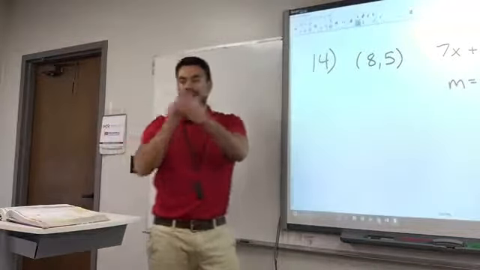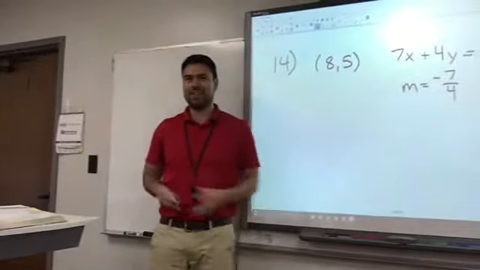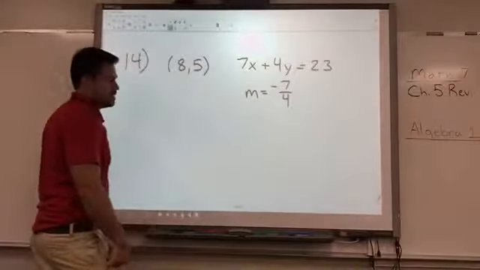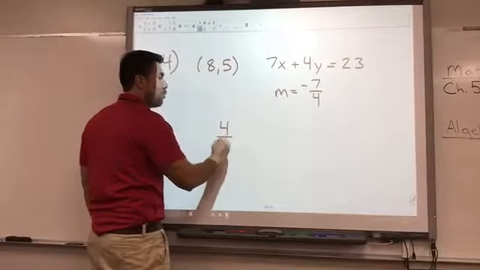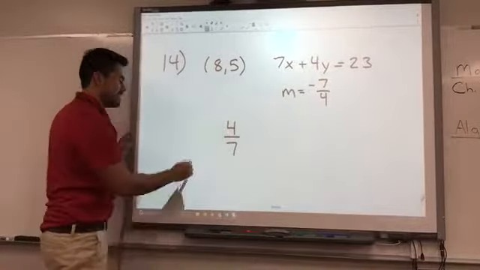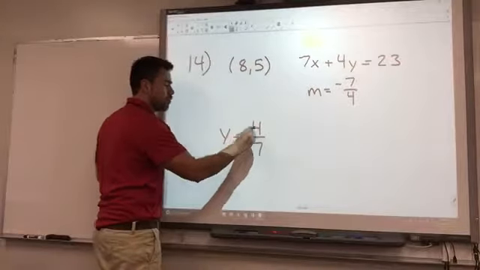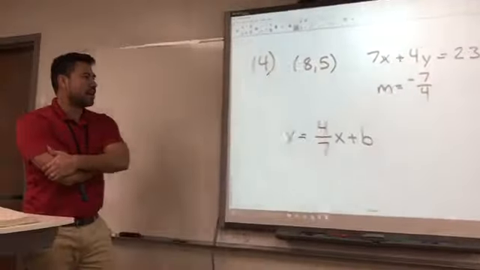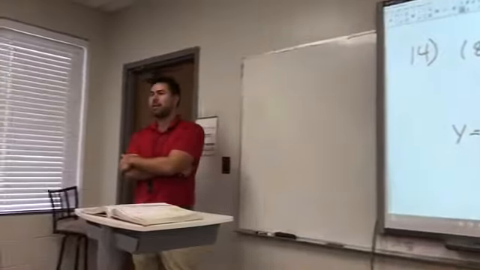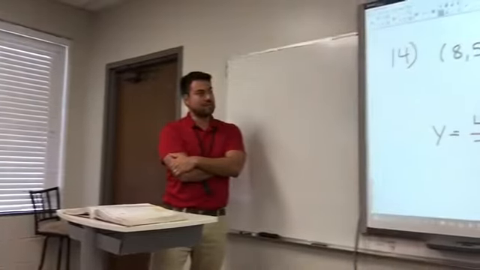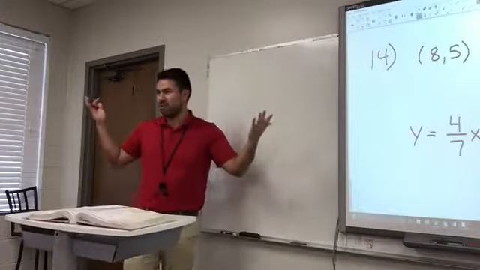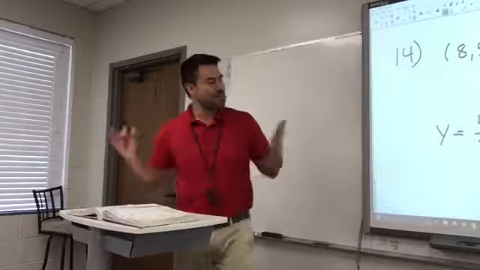No, I need to get the negative reciprocal of that. What's the negative reciprocal of negative 7/4? Positive 4/7. So y equals 4/7 x plus b. That's what my equation is going to look like, and all I need to find is b. So how do I find b?